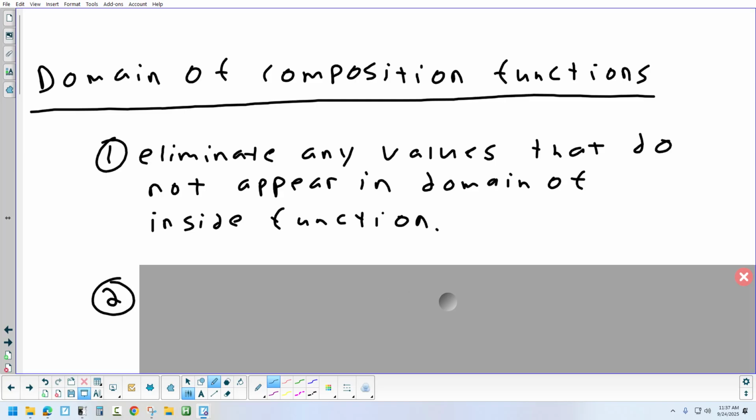So we're going to think of the 2 steps I'm about to write down. Think of them like a filter. Okay? We're starting with every number. We're going to filter out the ones we can't use. So the first step is to filter out anything that is not in the domain of the inside function. What kind of things would you be filtering out? Is there anything that causes you to divide by 0? Is there anything that causes you to take the square root of a negative? Those are the kind of things you'd have to filter out.